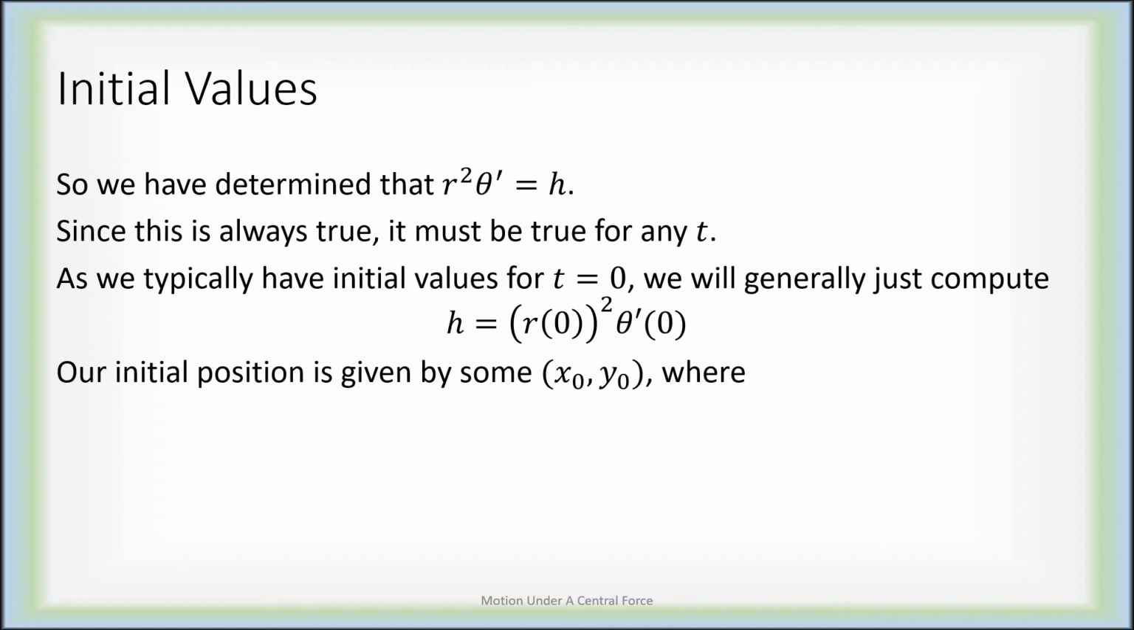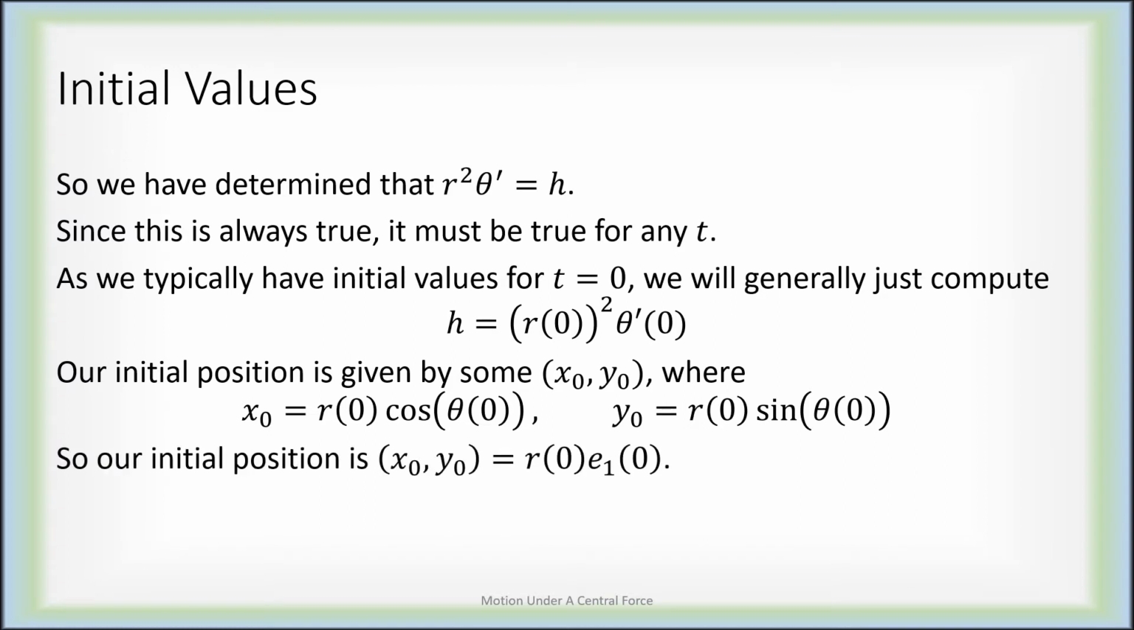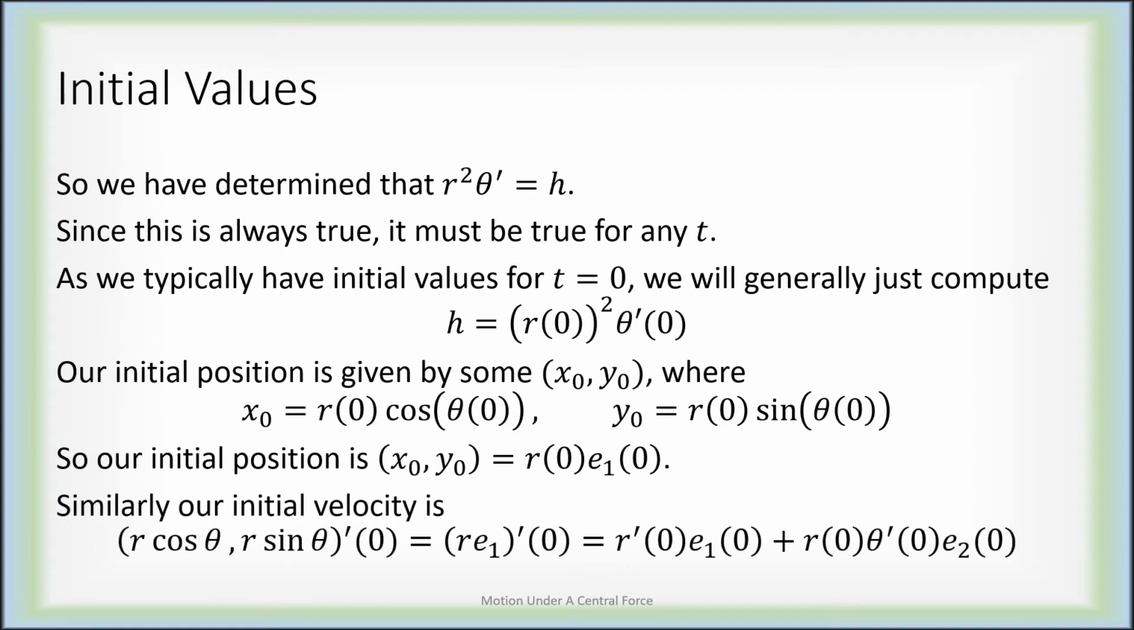Our initial position will usually be given by some x0, y0. But remember, x is r cosine theta and y is r sine theta. So if you're given x0 and y0, you can convert it to find your initial r and your initial theta. So our initial position is exactly r of 0 times cosine of theta of 0 comma sine of theta of 0. In other words, r of 0 times E1 of 0. Remember, E1 was the vector cosine theta, sine theta. Similarly, our initial velocity, well, if I take d by dt of all of this, we'll end up with r E1 prime, because that's just what this vector is. Applying the product rule, we get r prime of 0 E1 of 0 plus r of 0 times E1 prime. What was E1 prime? It was theta prime E2.